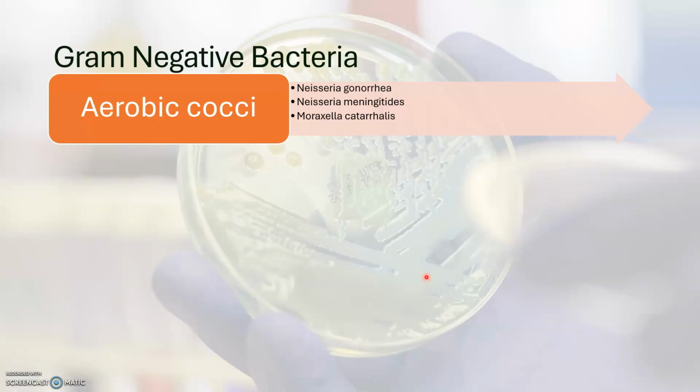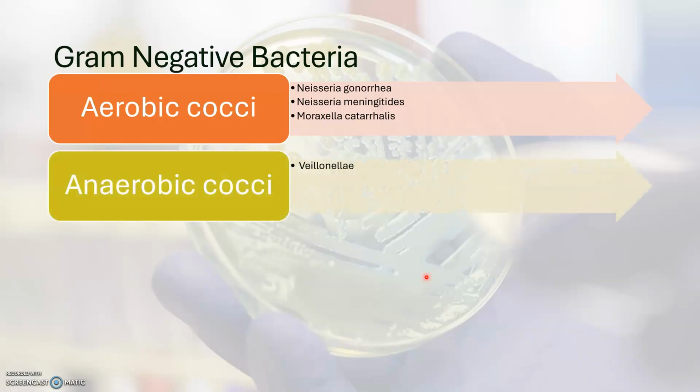Moraxella catarrhalis, an important cause of sinusitis, is also a gram-negative coccus. We also have anaerobic cocci as well. The main group are the Veillonella, and these are often seen in anaerobic soft tissue infections, but often not identified because they can be quite hard to grow in the lab.